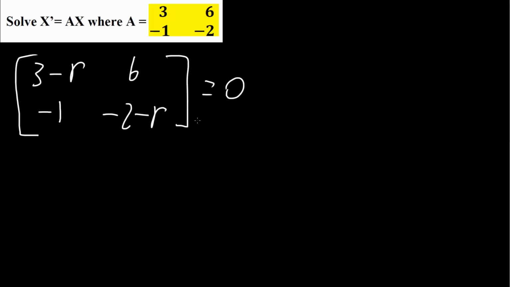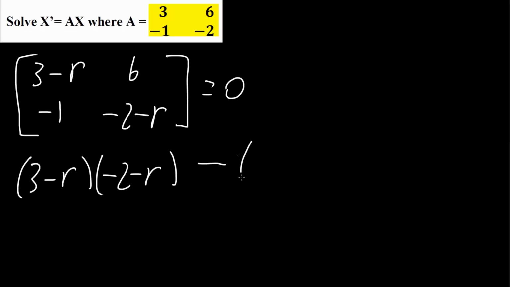For eigenvalues, we always say that this line will be minus r, and this will also be minus r, and this diagonal will remain the same. And so next we multiply this diagonal, and we would get (3 minus r) times (-2 minus r) minus (-1 times 6) is equal to 0. And so we need to multiply this out and expand it.